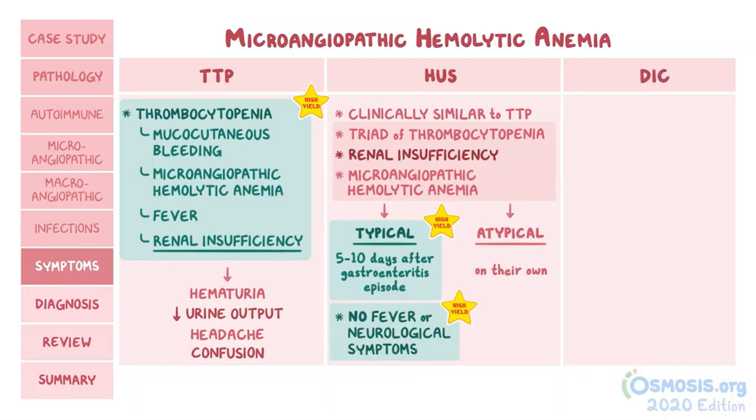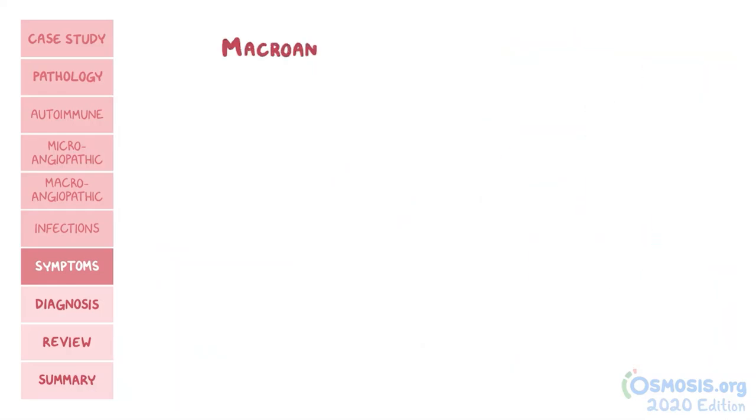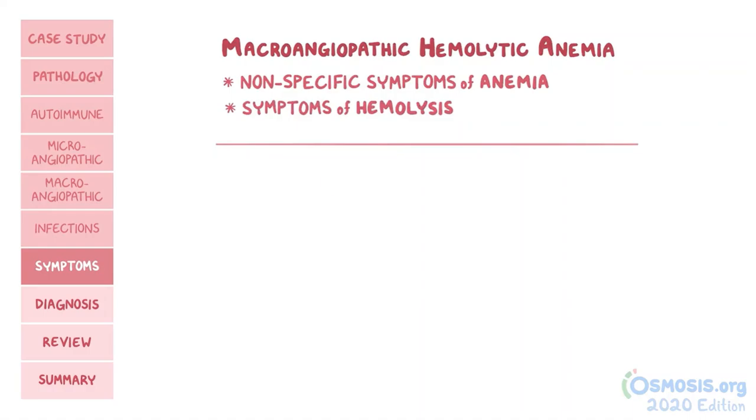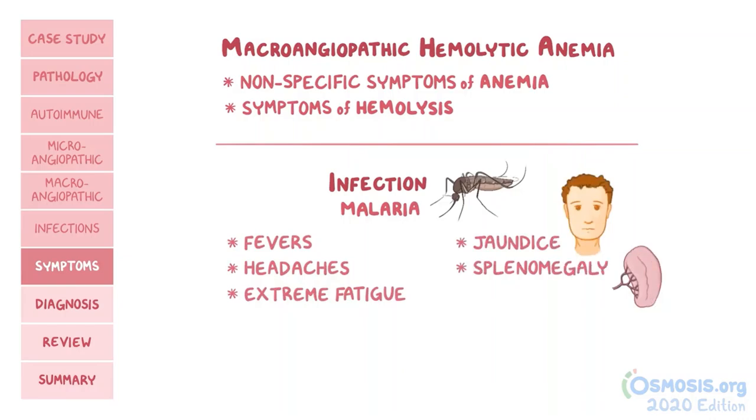In DIC, initially the patient is more likely to clot, and that leads to overconsumption of the coagulation factors, including fibrinogen and platelets. Then there's a period in which the patient is more likely to bleed, like from venipuncture sites. Macroangiopathic hemolytic anemia presents with the nonspecific symptoms of anemia and symptoms of hemolysis. Now, if there's hemolysis during an infection, like in malaria, symptoms might include fevers, headaches, extreme fatigue, and symptoms of hemolysis, like jaundice and splenomegaly.